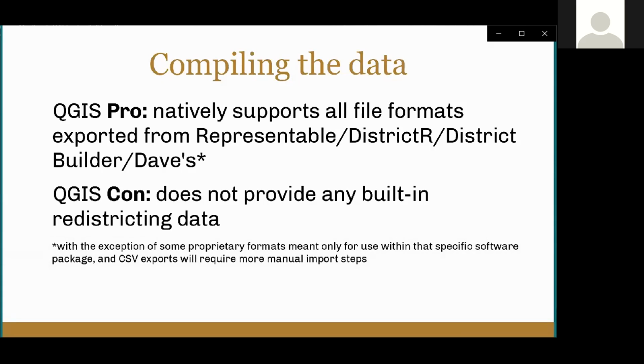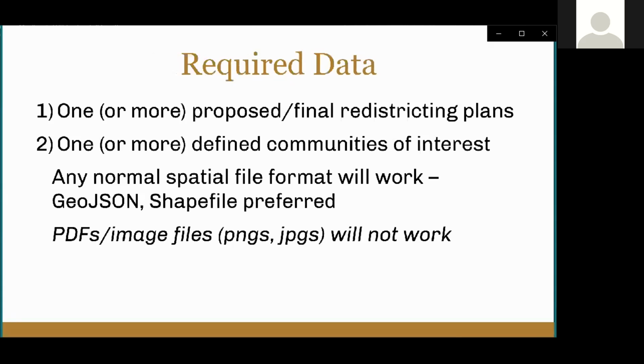And as I mentioned, there's no built-in redistricting data with QGIS. So everything that you want, you're going to have to figure out where it is, download it, unzip it, and then add it into QGIS yourself. So the data that we're looking for is we're going to want 1 or more proposed or final redistricting plans, and then 1 or more defined communities of interest. And as I've said, any normal spatial file format will work for this.